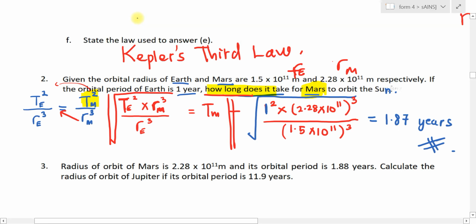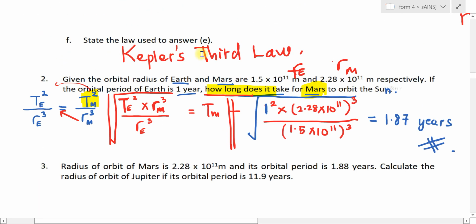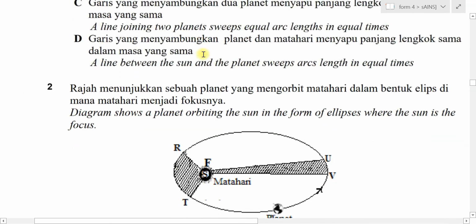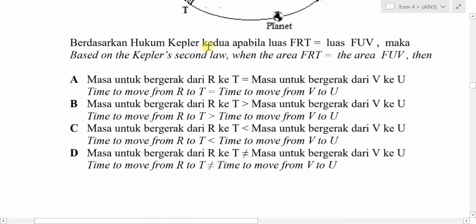One more question, then end ready the subtopic. Okay? After this, the exercise only lah. Okay. Kita buat exercise, baru kita boleh faham benda ni.